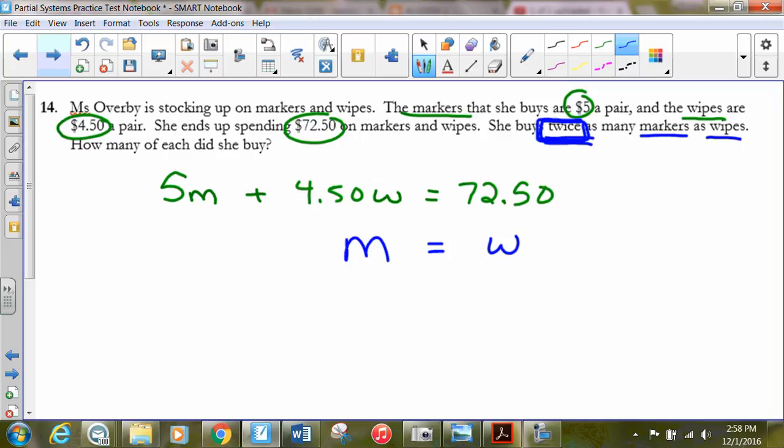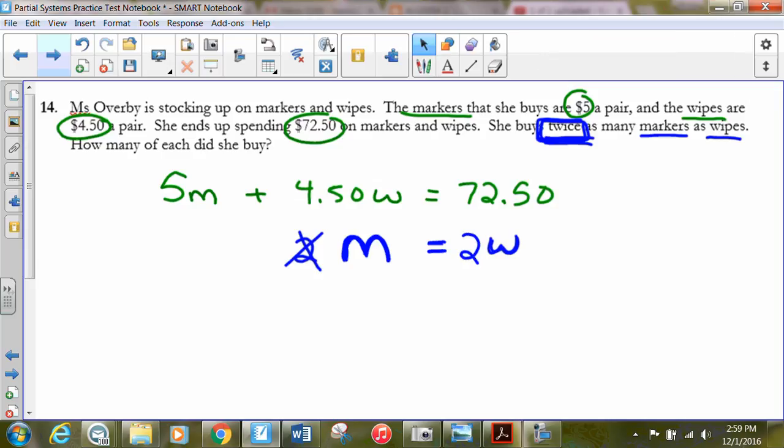So what does she buy more of? What do I buy more of? I buy more markers, okay? So when we think about it, when we know how many markers I buy, it's going to be a bigger number than wipes. So how do I make them equal? I have to put a 2 because twice I'm going to be multiplying something by 2. But if I put it here, that's going to mean I just made markers even bigger. It doesn't go there. It goes here.